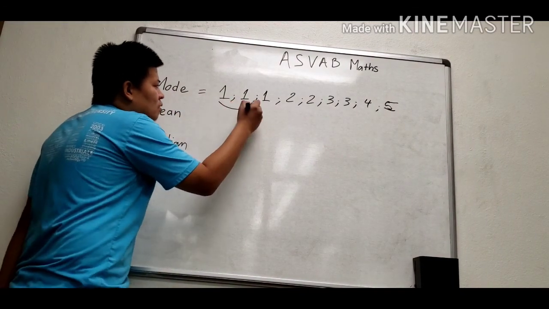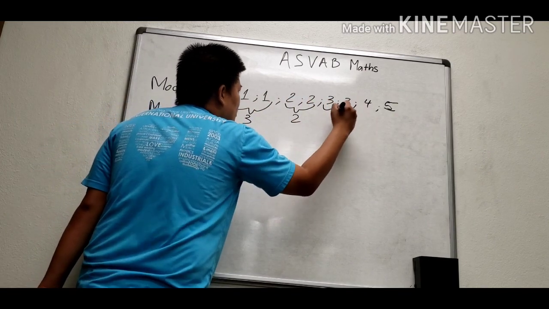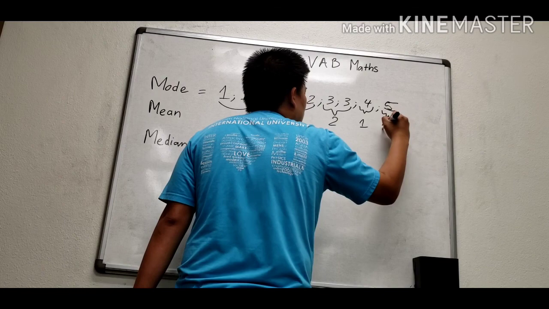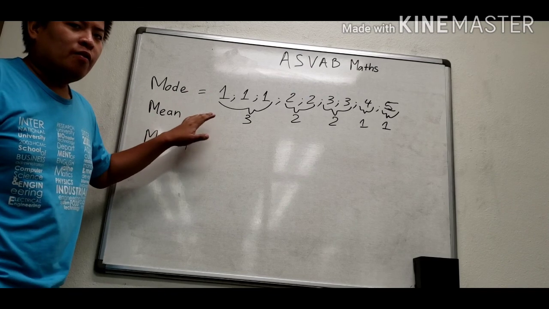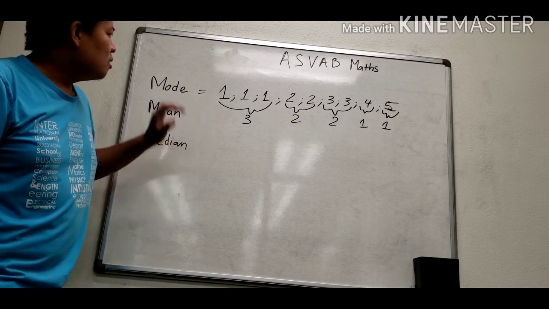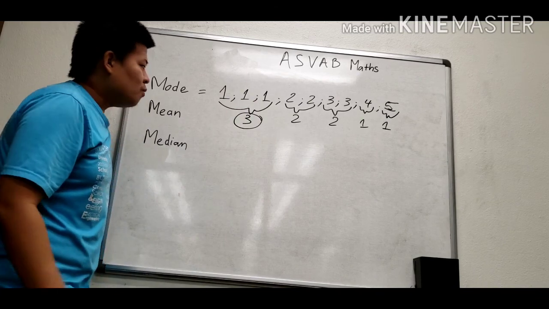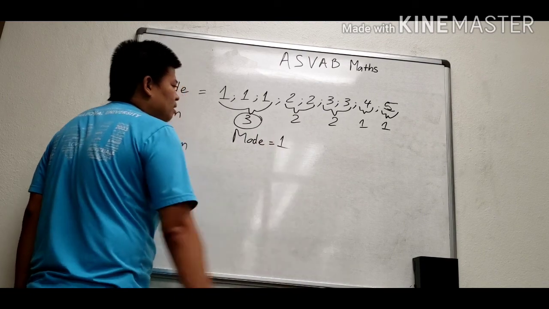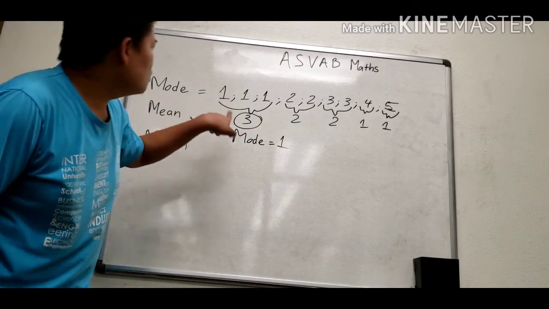We see that there are three 1s, two 2s, two 3s, one 4 and one 5. The mode means the number with the highest frequency in the series. So in here we have three 1s, which is the highest, so we can say the mode is equal to 1, because the mode is the highest frequency in the series. That's why we choose number 1.